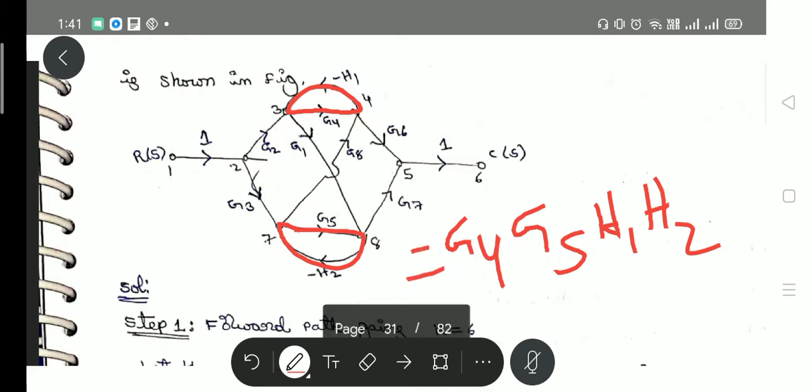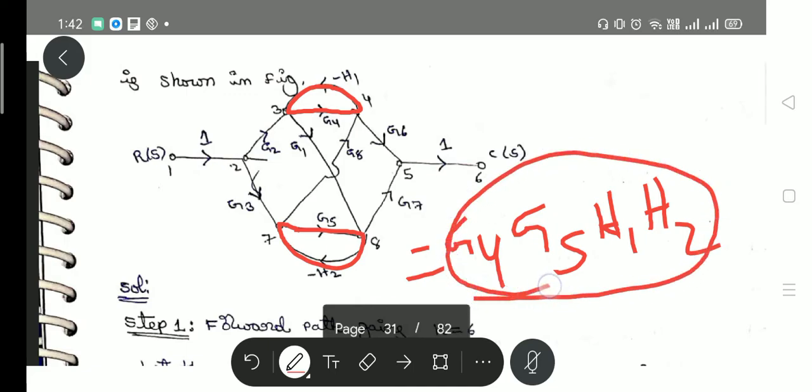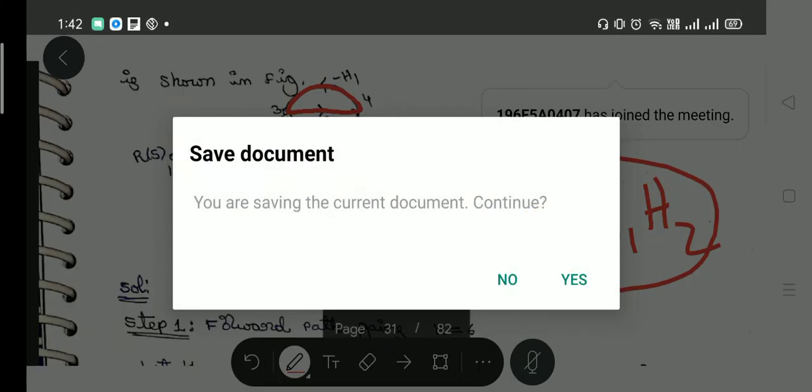This is the loop gain G4, G5, H1, H2. In these two non-touching loops we multiply all the variables of the two loops, that is G4, G5, H1, H2. This is the two non-touching loop gain.